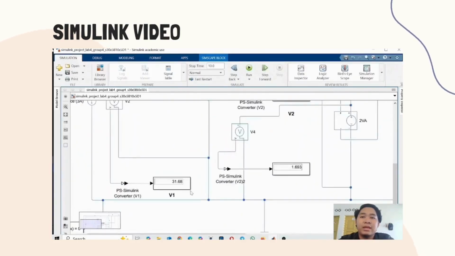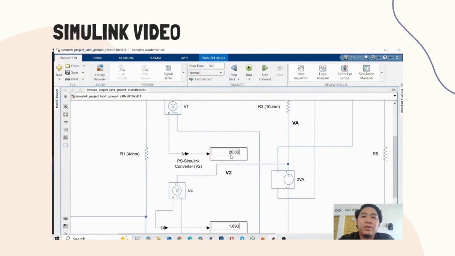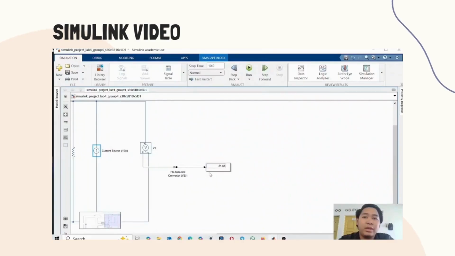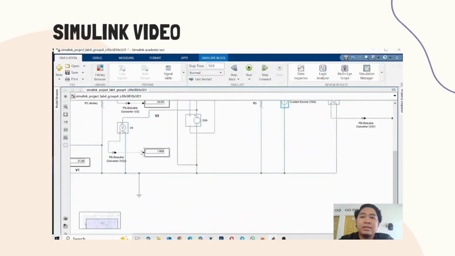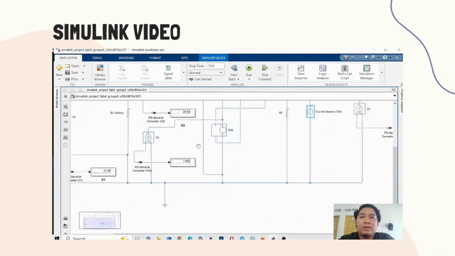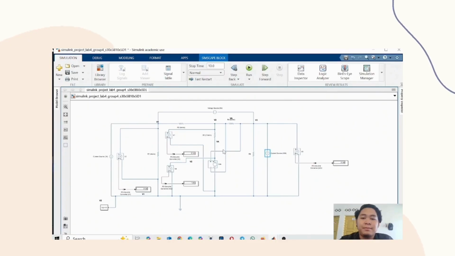After that, we try to run. Okay, so we get the answer. For the voltage V1, we get 31.68. For V2, we get 20.83. For V3, we get 21.68. And for the last, V4, we get 1.693. And the value of the Simulink must be the same as the GUI. So that's all for the Simulink.